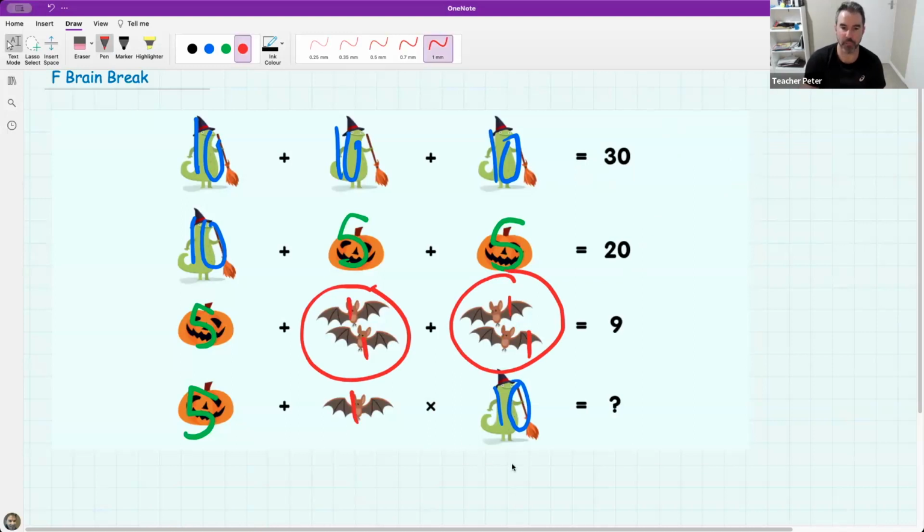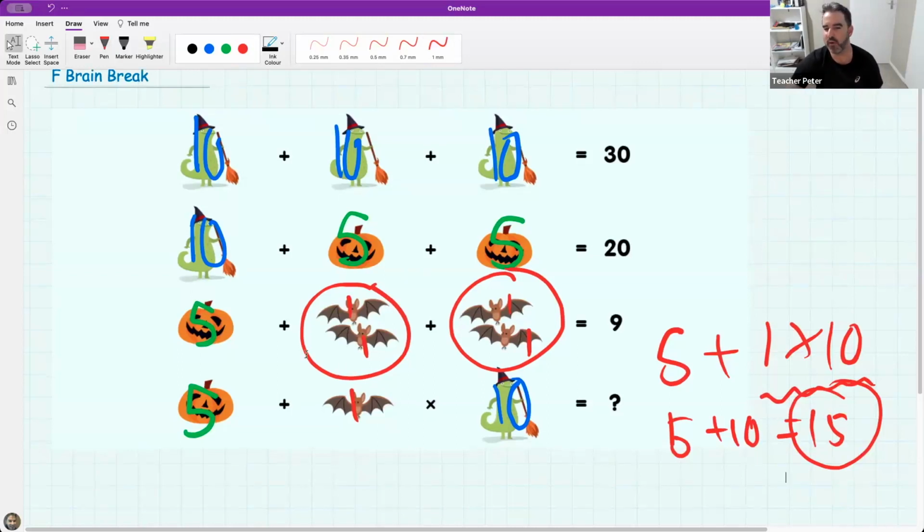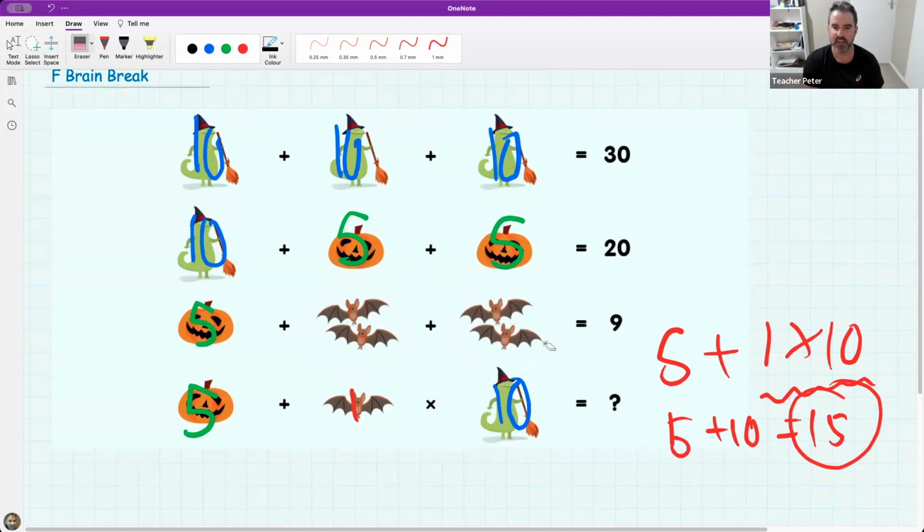Well, according to BODMAS, that must get done first. So it would be 5 plus 10, which is 15. So it is indeed 15. I understand why some of you are getting 16, but the reason it isn't is each bat is worth 1. And so in this line, even though this collection of bats is worth 2, each individual bat is worth 1. And there's only 1 bat here.